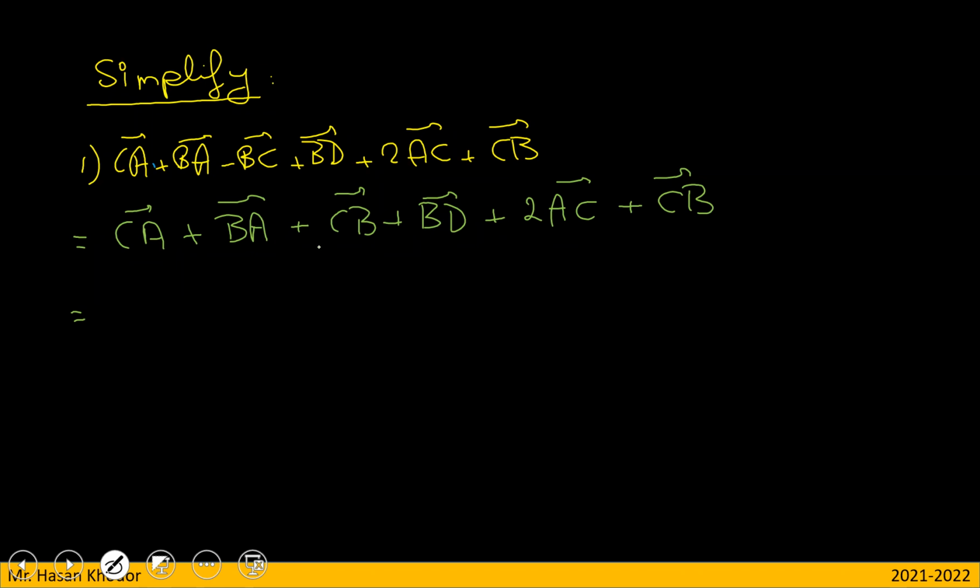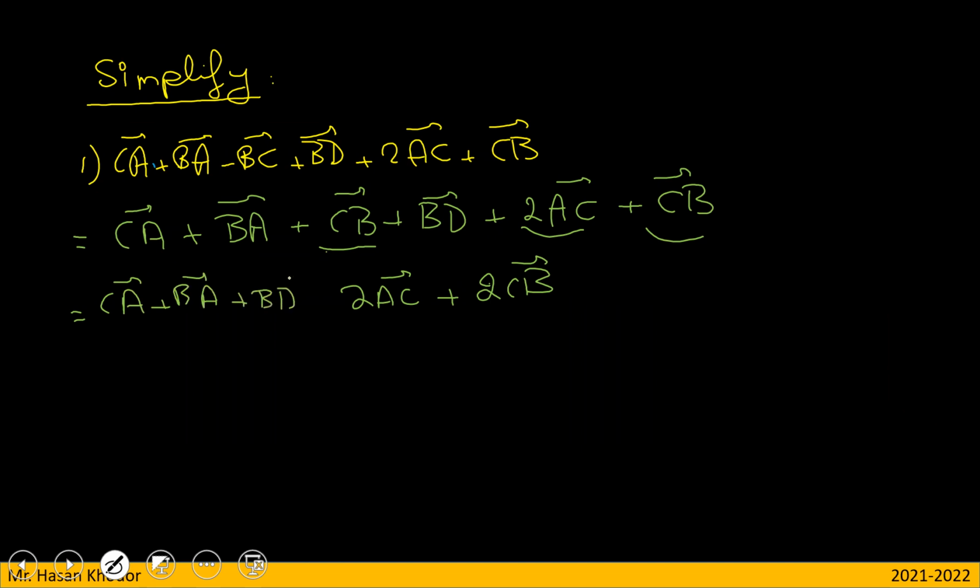So first of all, let's look at this one. CB plus CB gives what? It is 2CB. And here we have 2AC. The rest we leave: CA, BA, and also BD. Now let's think about these two, 2AC and 2CB. If we take 2 as a common factor, we get AC plus CB, and these vectors are consecutive, so we get AB. The answer will be 2AB.